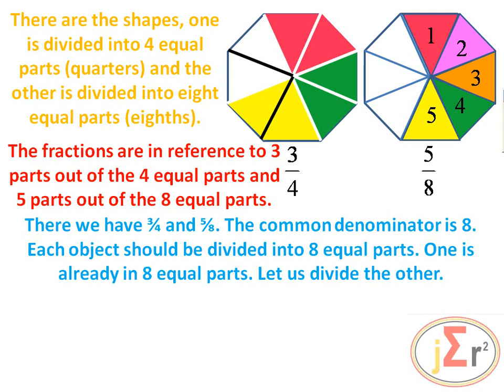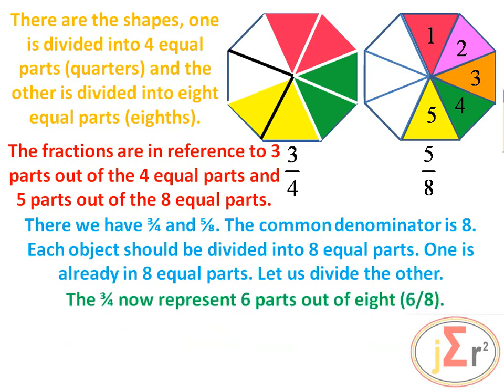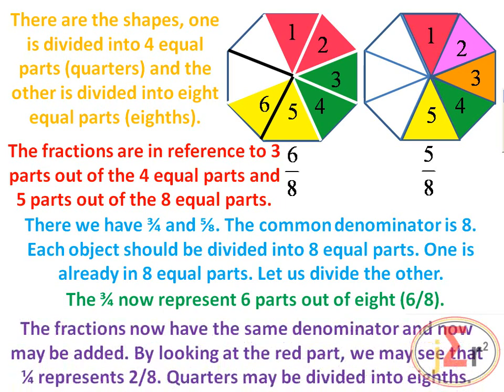Because the 6 parts out of 8 are shaded, then we have 6/8. So the 3/4 that we have there may be represented as 6/8. 6 of those parts out of 8 are shaded, meaning that 3/4 are exactly the same as 6/8. The fractions now have the same denominator and now may be added.